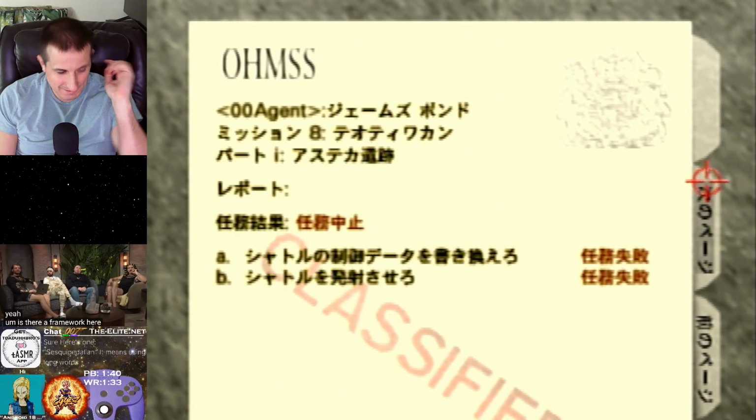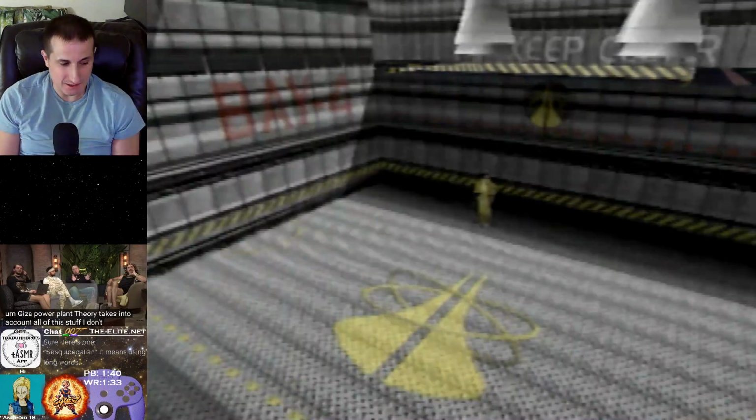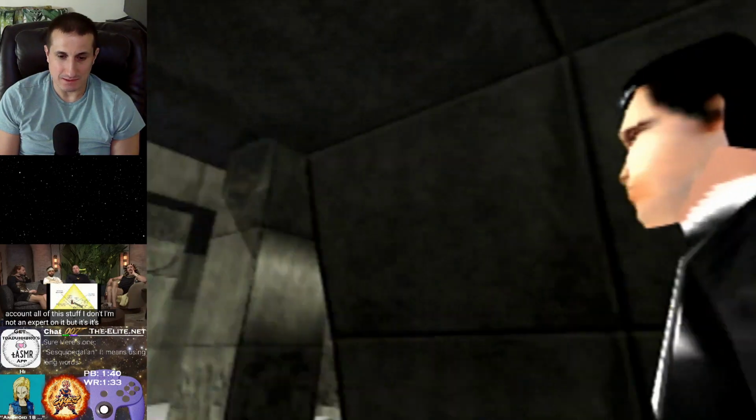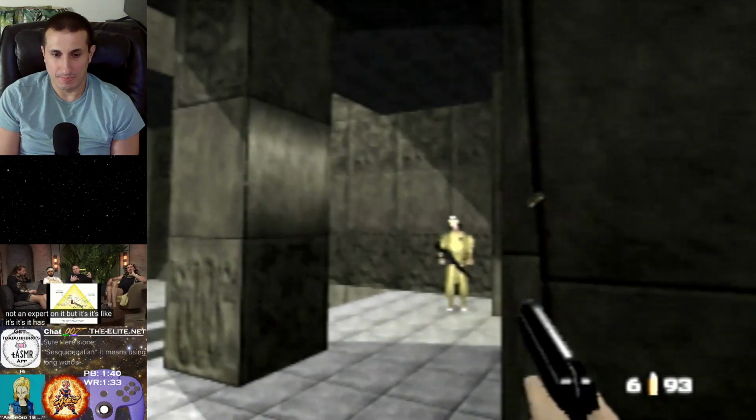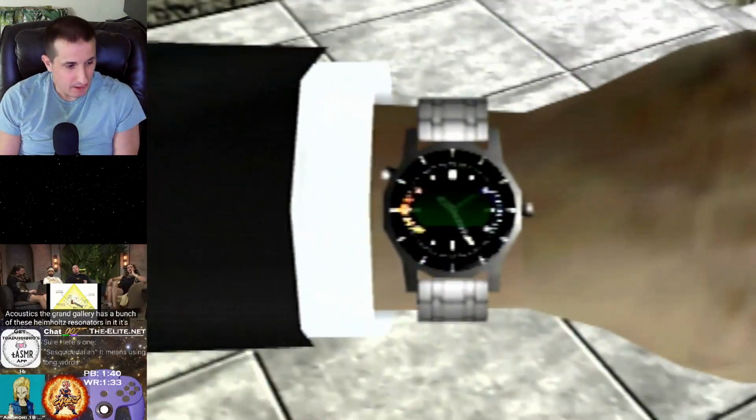Is there a framework here for how this could be conducting energy and power and what that power is used for? Chris Dunn's Giza power plant theory takes into account all of this stuff. I'm not an expert on it, but it has a lot to do with acoustics. The Grand Gallery has a bunch of these high voltage resonators in it. There's a really interesting theory. There's like different fluids and chemicals used in these shafts.